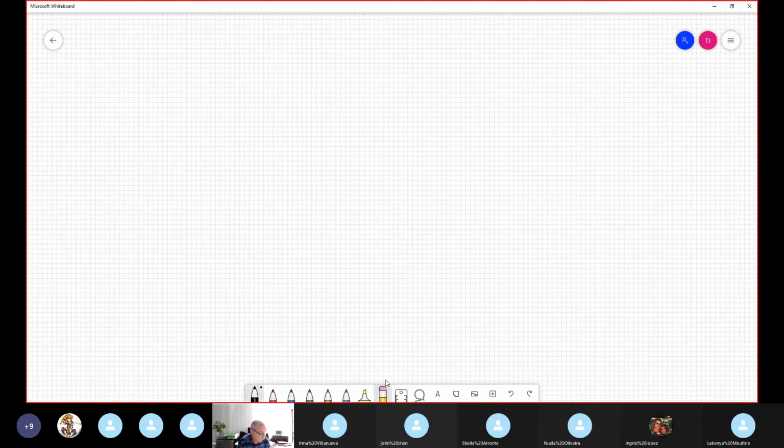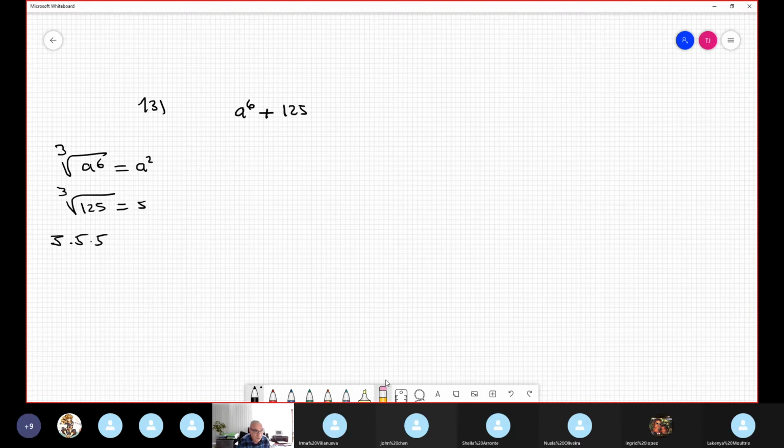Good. Very good. Number 13 now. 13 is easy. It's a to the 6th power plus 125. It's the sum of cubes. The cubic root of a to the 6th is a squared, 6 divided by 3, and the cubic root of 125 is 5, because 5 times 5 times 5 is 125. So now this is my A and my B.